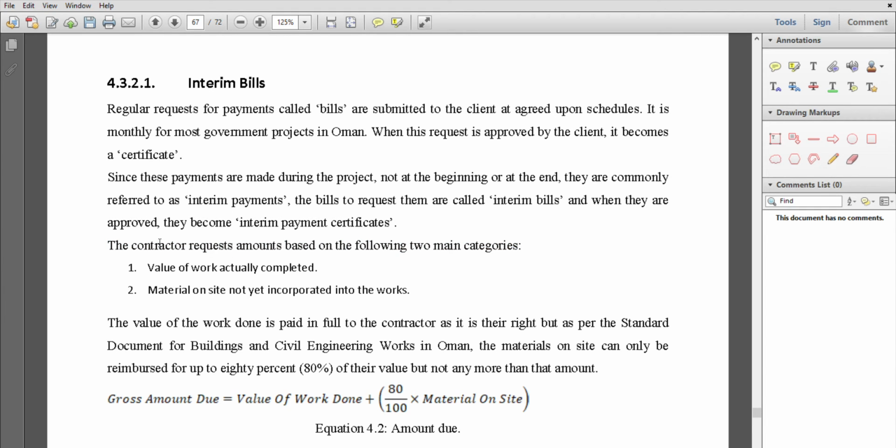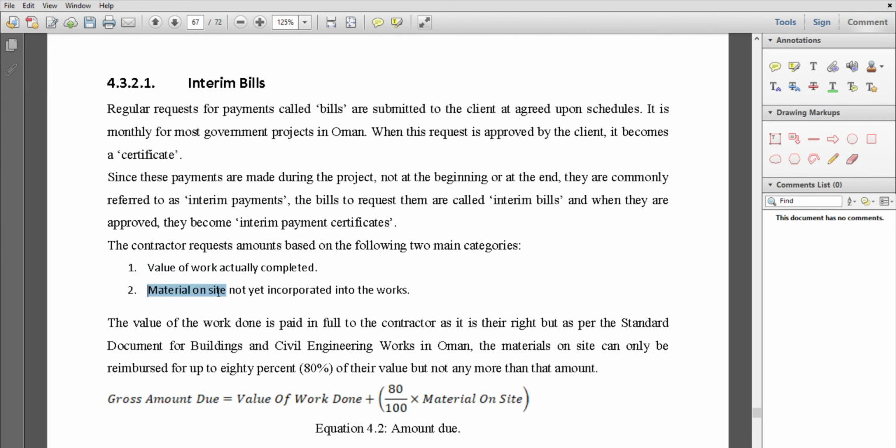As a contractor, you can request the amounts, the value of work actually completed, according to the quantities that you have done. You have to claim this work, so you cannot claim more than the work that you have done or completed at site.